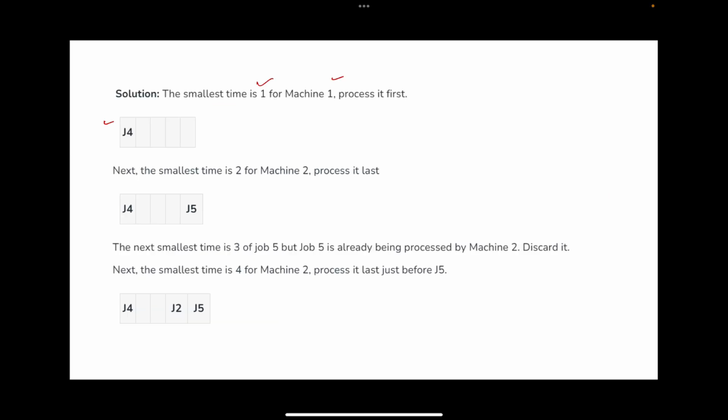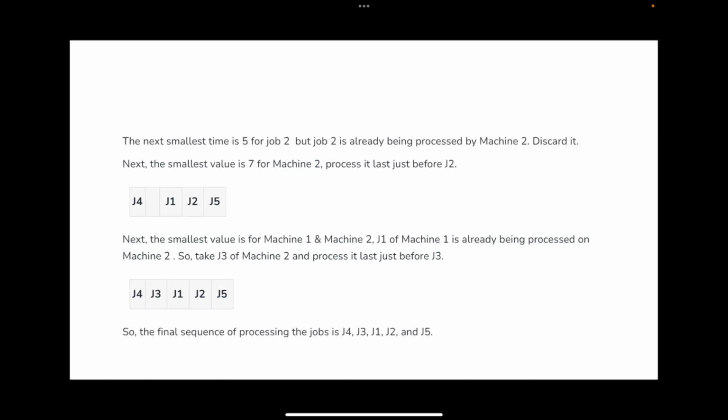First J4, and then the smallest time is 2 for machine 2, so it will be processed last. The next possible time is 3 for job 5, but job 5 is already processed by machine 2, so we will discard it. The next possible time is 4 for machine 2, process it last just before J5, just like we have seen J2. The next possible time is 5 for job 2, but job 2 is already processed like we have seen in the example, so we will discard it. The next possible value is 7 for machine 2, process it last just before J2.